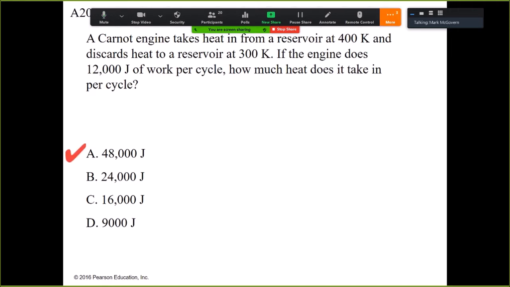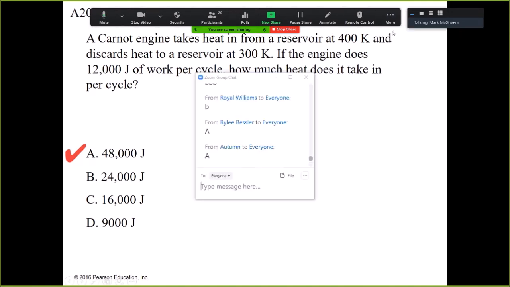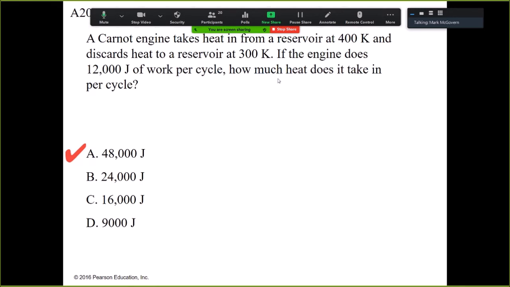All right, so let's talk about it. This Carnot engine operates from 300 to 400 Kelvin, which means it has an efficiency of 25%. The efficiency of a heat engine is work over QH. If the efficiency is 0.25 and the work is 12,000, well, the denominator has to be 48,000.